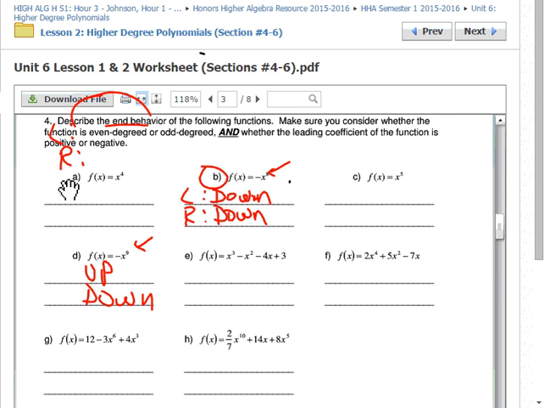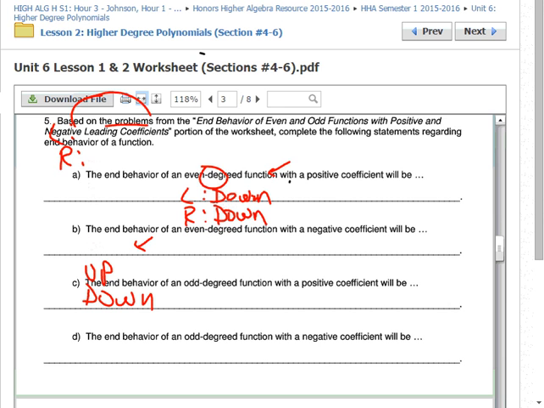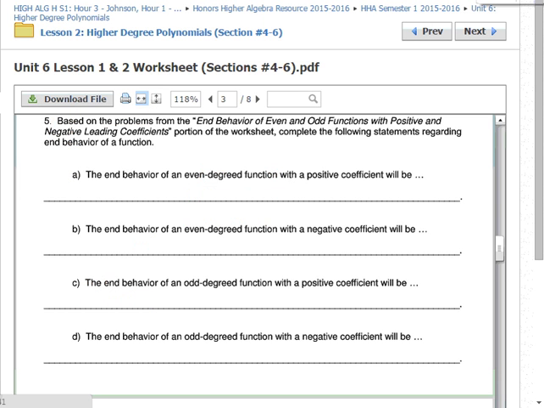Okay, keep on going, and let me clear my stuff. It's problem 5. Do I just get to skip the whole thing? No. You do the even problems and even letters. So the even letters here are the B's and D's. Let's do this one. The end behavior of an even degree function with a negative coefficient. It's just telling you the equation in words. This one starts with a negative.